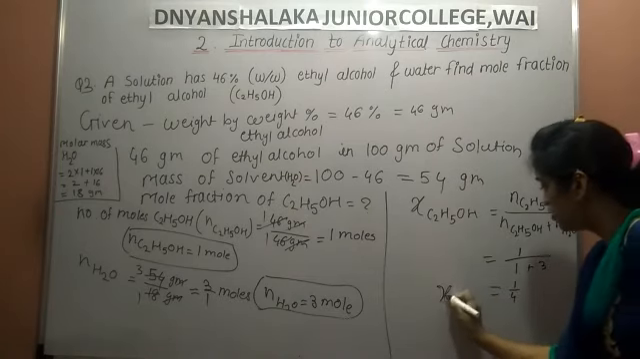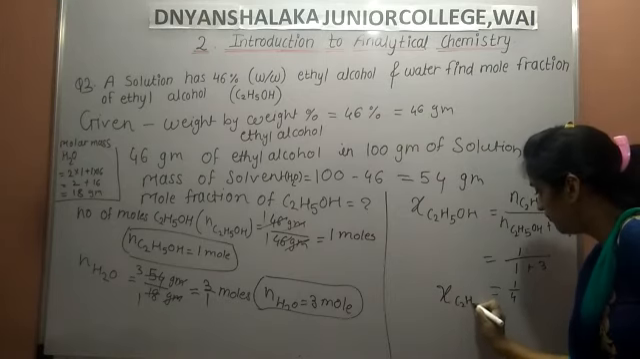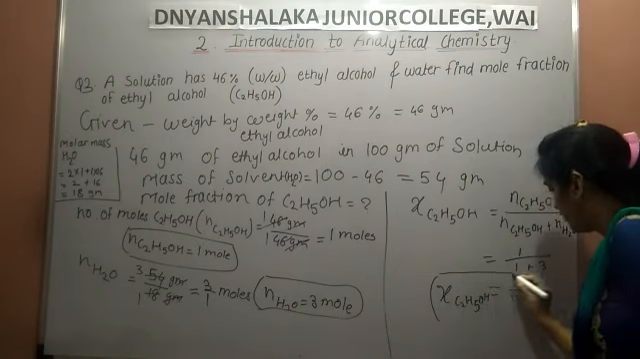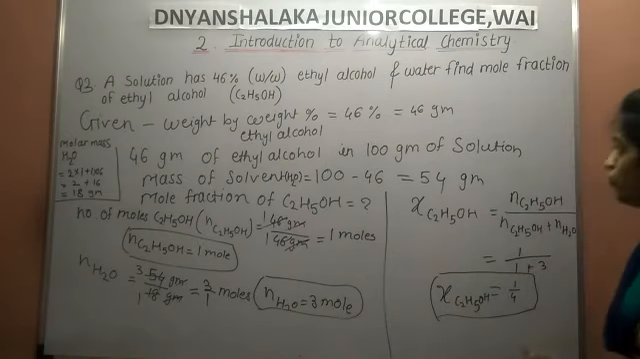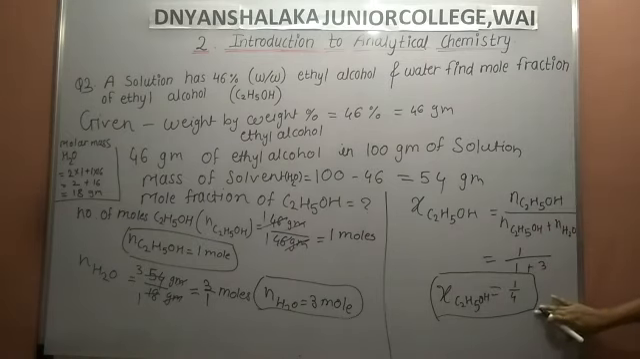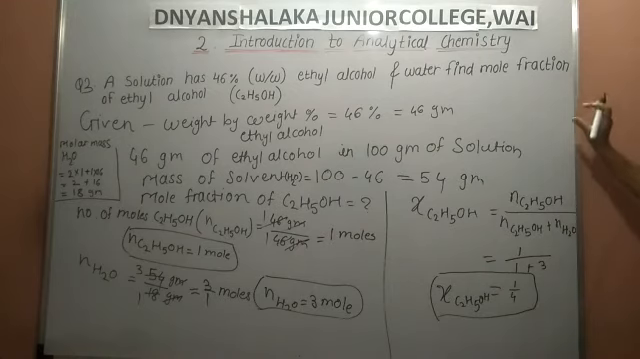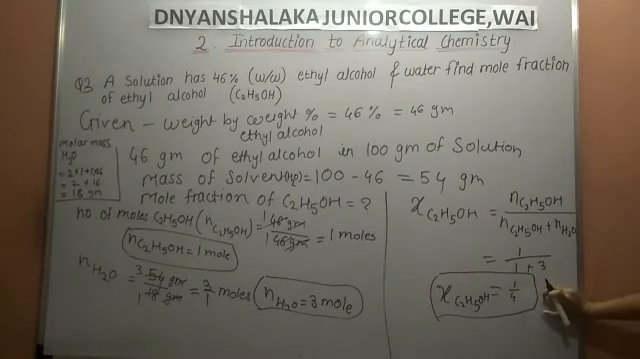So the mole fraction of ethyl alcohol we get has a value equal to 1 upon 4. So this is the mole fraction of ethyl alcohol. We find 1 by 4, meaning 1 upon 4. The mole fraction of ethyl alcohol we get is the value 1 upon 4.